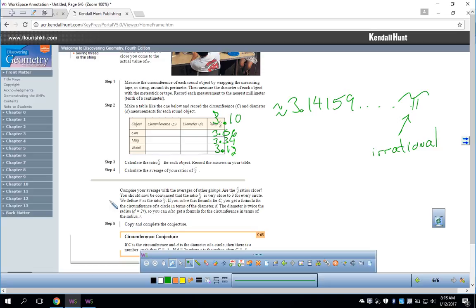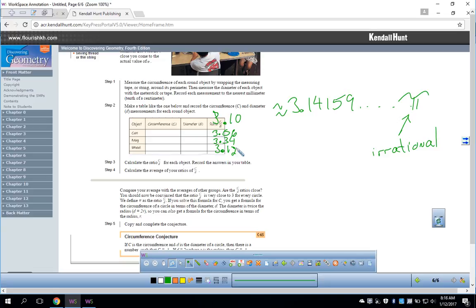Okay. Yes, we're good. So we're going to move on. You're going to take some notes. We're going to fill in a couple conjectures. Not a lot of notes, don't worry. So what we just discovered is that if you take any circular object and divide its circumference by the diameter, you're going to get that number pi. For any circular object, that number is pi.